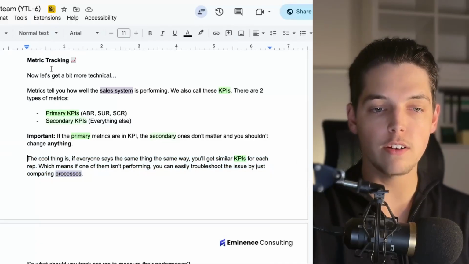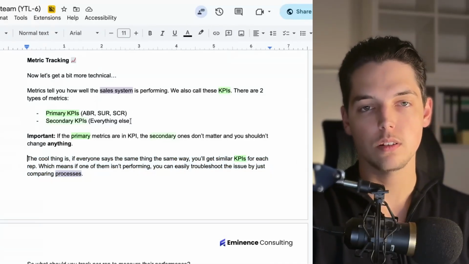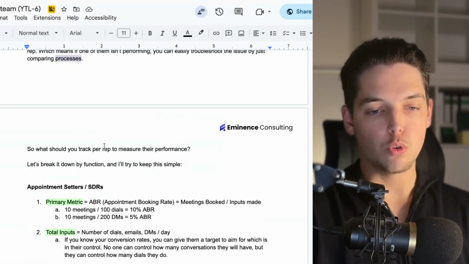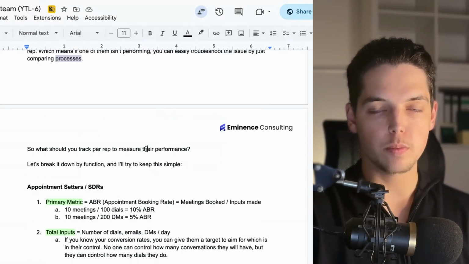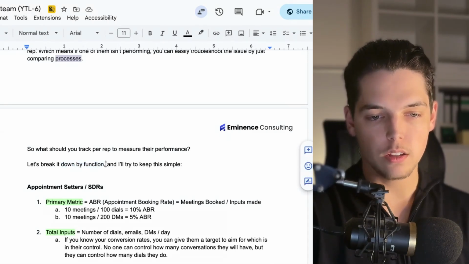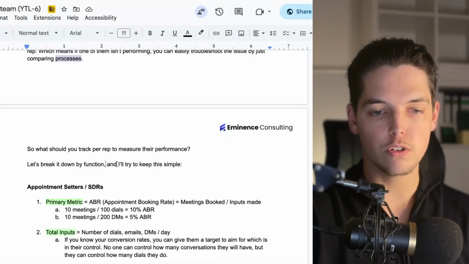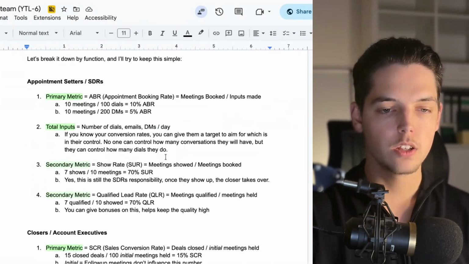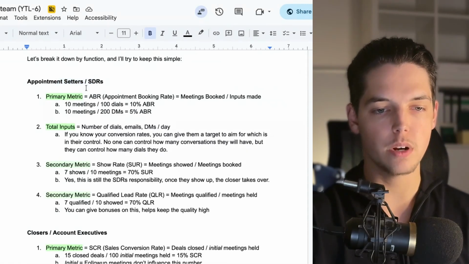But for this to work, because this sounds extremely easy, and it is, you need to have done every single step I just explained and every single step that I'm about to explain. Okay, so what should you track per rep to measure their performance? Because there's a bunch of things. Well, I'm going to break it down by each function. So appointment setters and closers, and I'll try to keep it simple, even though there's going to be a lot of numbers. So first of all, we have appointment setters, right?